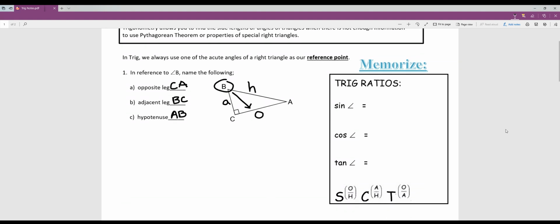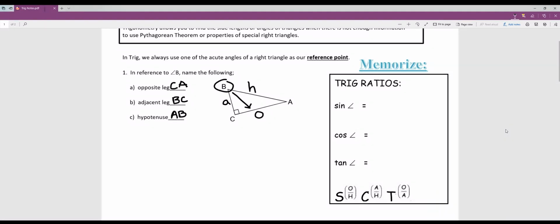Now that we know what these sides are and what they mean, we can talk about the ratios. So a little saying to help you memorize these ratios is SOHCAHTOA, because sine is equal to opposite over hypotenuse, cosine is adjacent over hypotenuse, and tangent is opposite over adjacent. So SOHCAHTOA. I've even heard some people say suck a toe. So it's really up to you what works best for you.